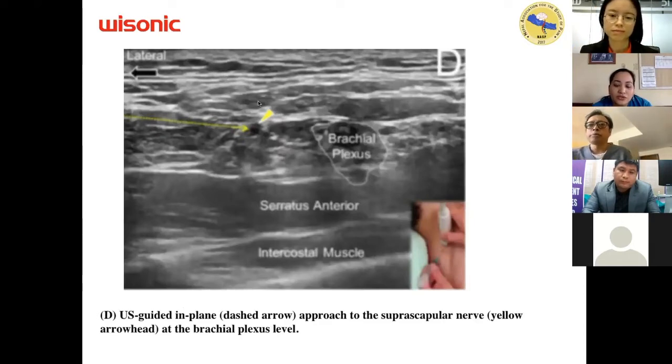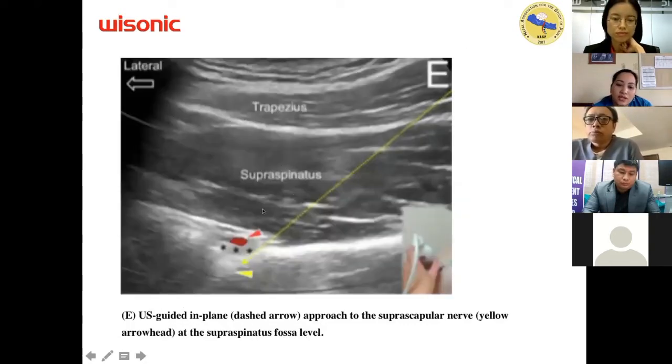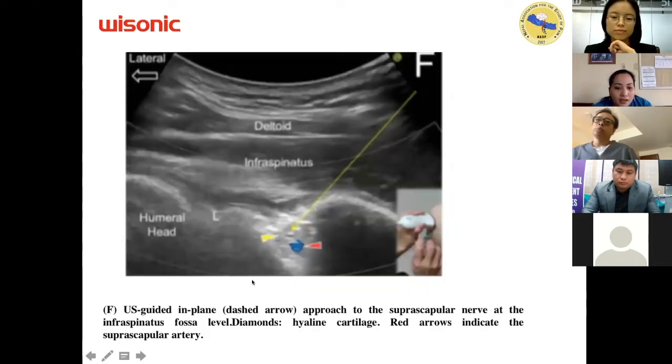If we want to inject the suprascapular nerve at the brachial plexus level, this is where we can inject. We can also inject the suprascapular nerve at the suprascapular notch, like we've already seen in the video. To inject this nerve, you can either do an in-plane technique from medial to lateral, or an out-of-plane technique. This is an ultrasound-guided in-plane approach to the suprascapular nerve at the infraspinatus fossa, the spinoglenoid notch. Again, we can inject it through the medial to lateral approach.